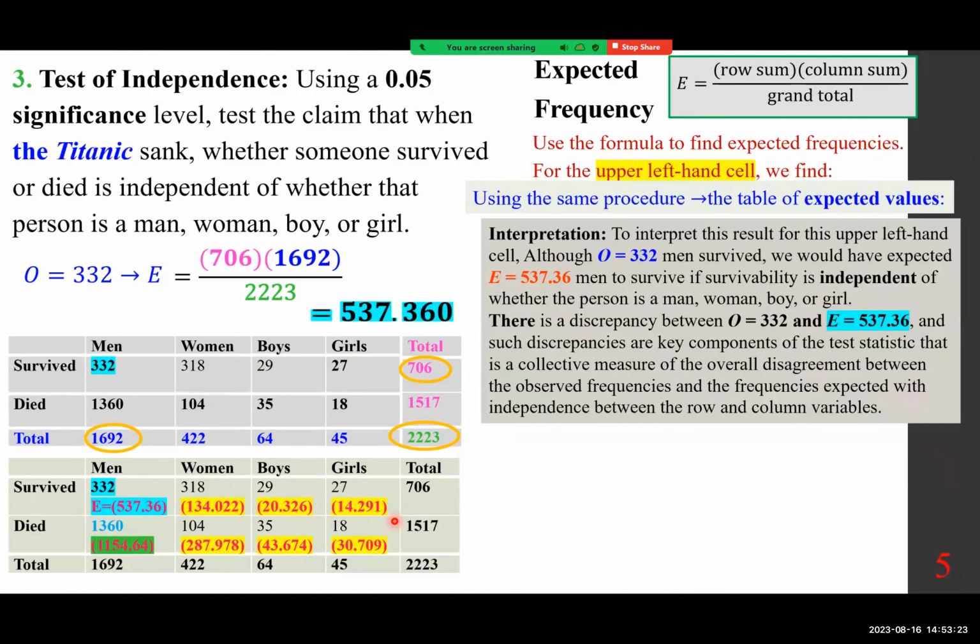More importantly, what is the meaning of that? Somebody read the interpretation. So we want to do the interpretation of, for example, this cell, which has the observed value of 332. That's what actually happened. This would be the expected. Somebody read that, please.